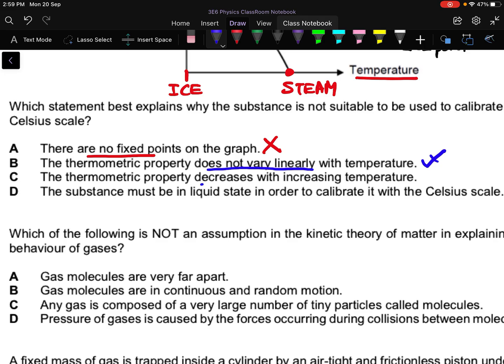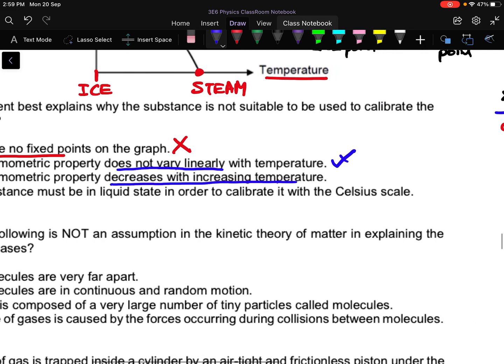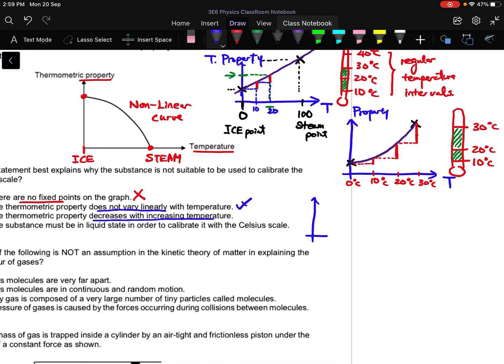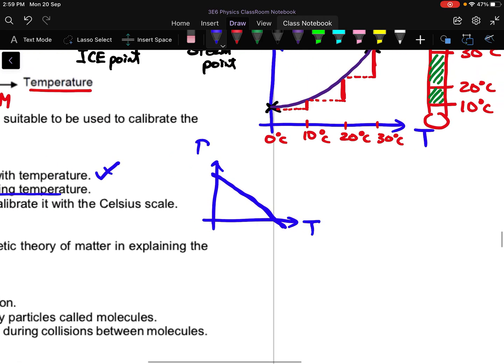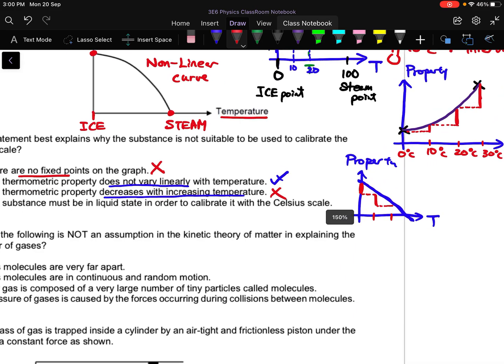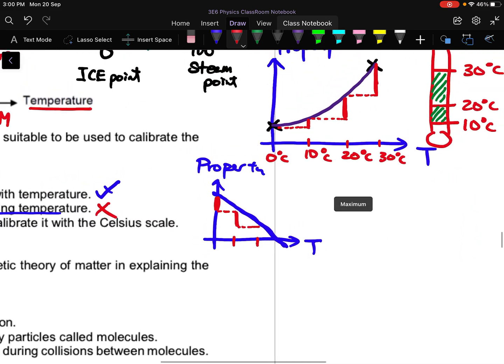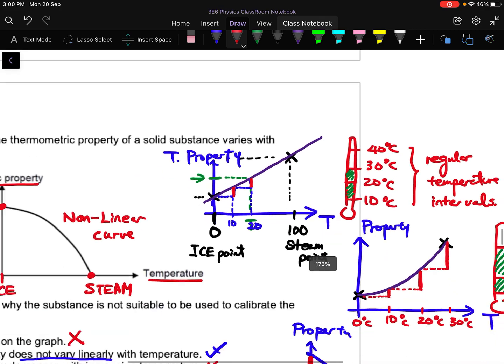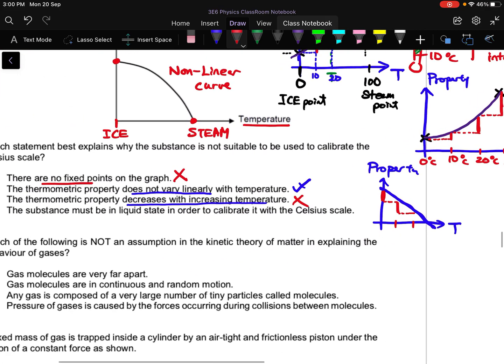Let's look at C. It says that the property decreases with increasing temperature. Now, if that is the case, temperature increases but my property decreases, if it is a straight line, right, it will be fine. Because if it is a straight line, you are still going to get a regular change, so your scale will still be regular. So obviously, this is not the reason, right? Because it is not about whether the gradient is negative or positive. Most importantly, it must be linear.